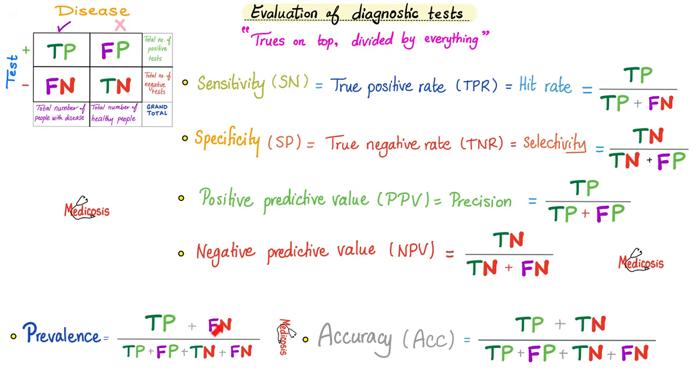Prevalence is what? It's total cases over total population. And what is total cases? It's the total number of people with the disease. So this entire column goes to the numerator, divided by total population. And what's the total population? It's the true positive and the false positive and the false negative and the true negative. All of these people are part of the population. So that's why you put in the denominator, everybody.